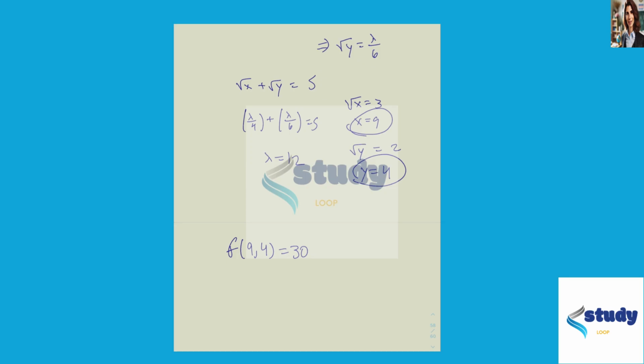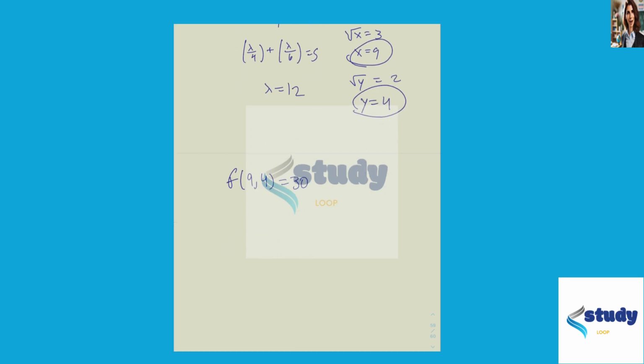So then for part B, we want to see f of (25, 0). That equals 50, and we see that it is larger than 30, which was in part A. So for part C, we want to look at the level curves.